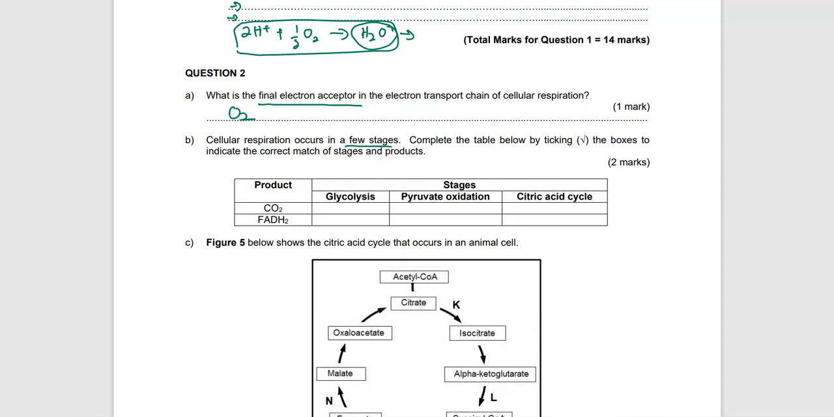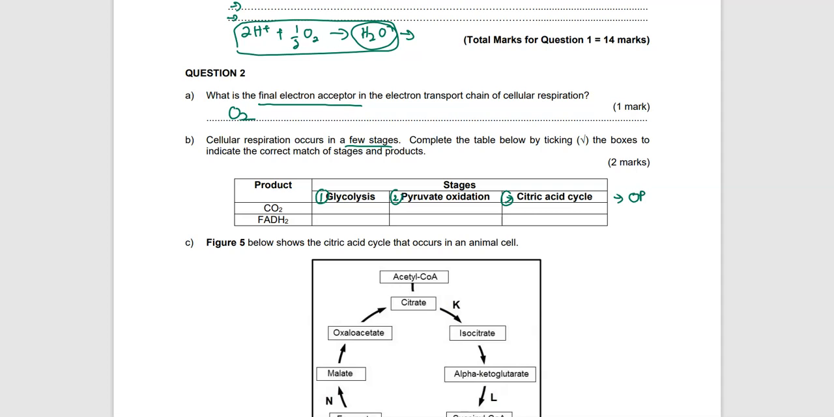Cellular respiration occurs in a few stages. Complete the table below by ticking the box to indicate the correct match of stages and products. The stages of cellular respiration are glycolysis, then pyruvate oxidation, then the citric acid cycle, and then, as you already know, the fourth stage is oxidative phosphorylation.